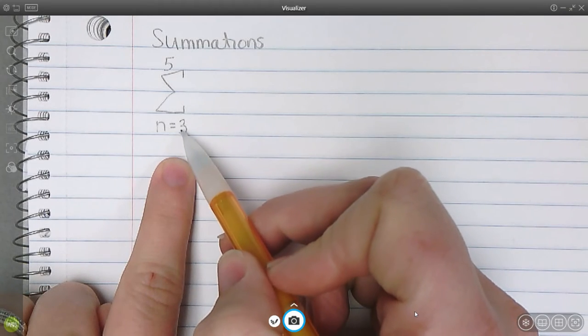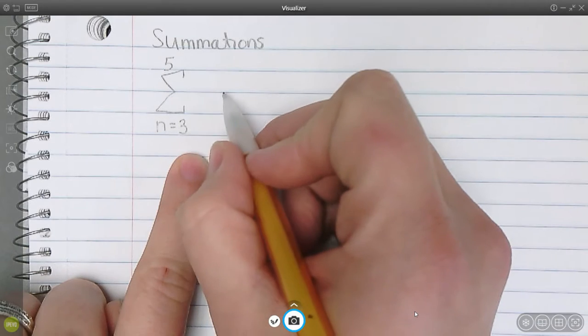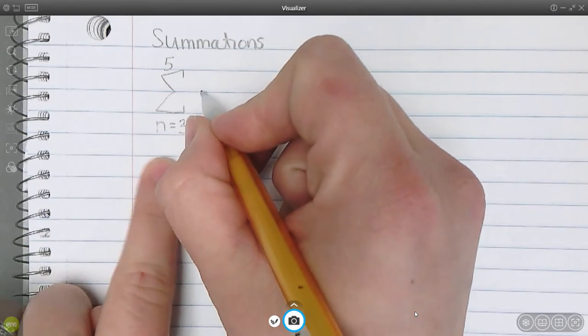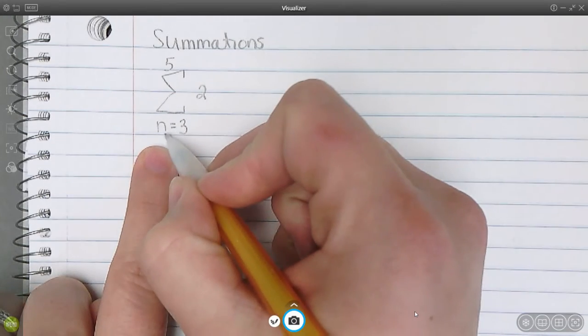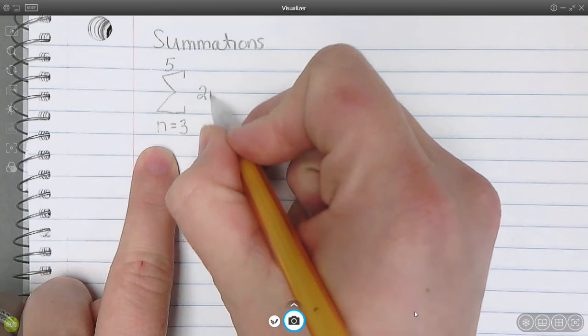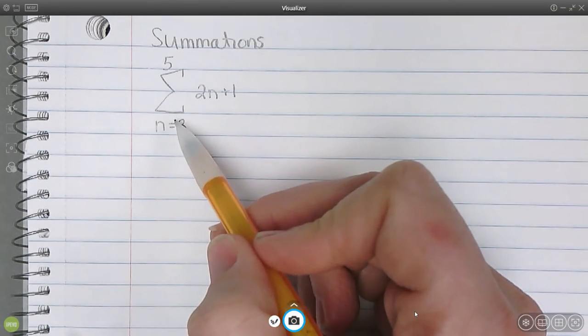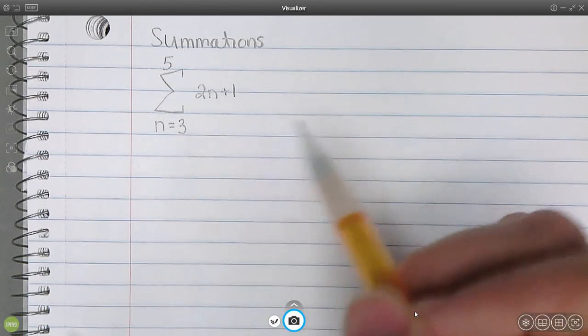This is going to be the number you start with. This is going to be the number that you end with. Then out here you have some expression. So let's say we have 2, and then the variable that's in this is the same variable that you put down here. So let's say 2n plus 1. This thing is called a summation. That means we are going to sum, or add things together.